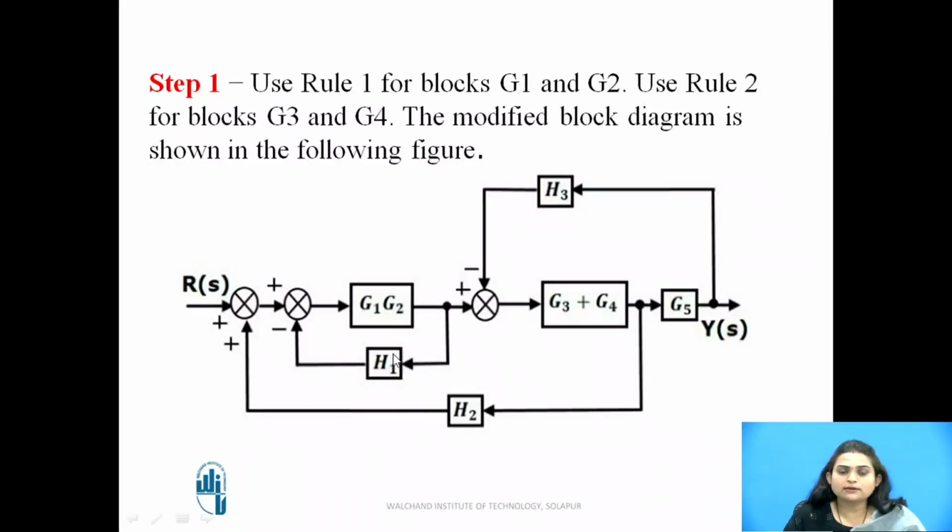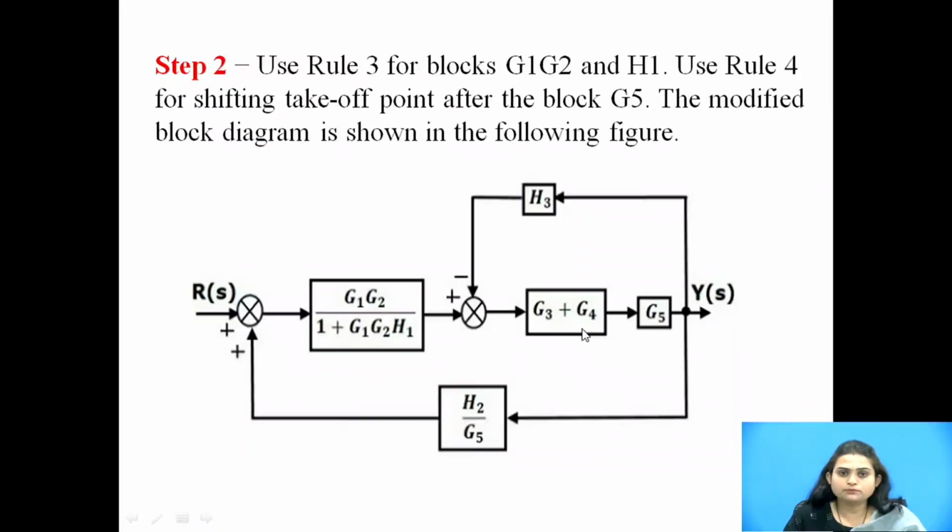Now from this block diagram we can say that G1, G2 and this H1 will form a minor feedback loop. Okay, and this takeoff point, if we shift after the G5 block, then these two become in series and then we can apply the minor feedback loop.